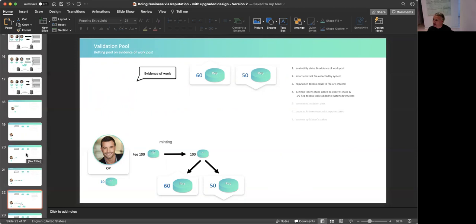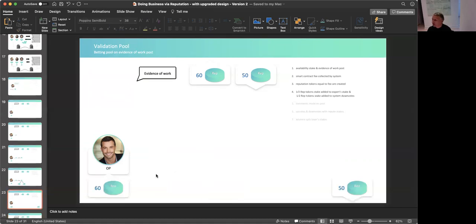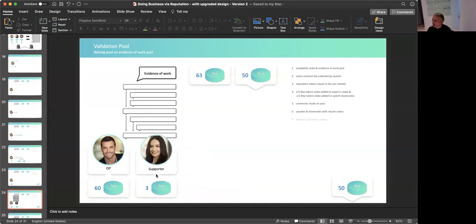The system automatically upstakes 50 and downstakes 50. So in this example, the 50 that goes up is added to the prior 10 that we've seen here, which makes the upstake 60 and the downstake 50, right? By default, we always do 50-50. However, in this case, it results in a 60 upstake and a 50 downstake. So we know the OP has 60 rep. We know in the validation pool, the downstake is also 50 in this pool.